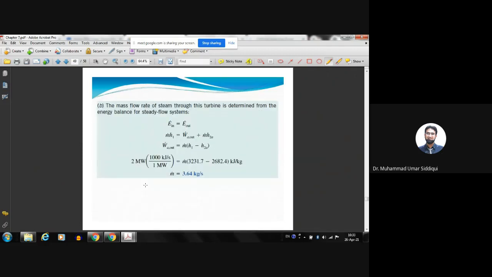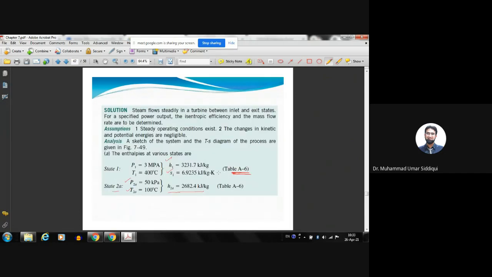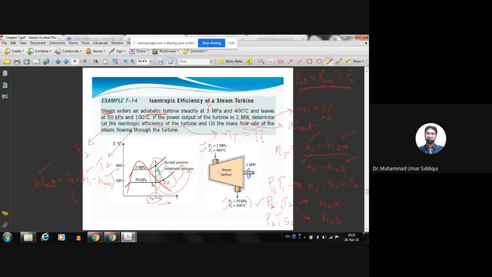The next thing is we need to determine the mass flow rate. As I told you, the work output for the case of the turbine will be m dot times (H1 minus H2A). We already know H2A. We already know H1, and W out is given in the question. So we can determine the mass flow rate. So this is how we solve this problem. Anybody have anything to ask in the solution of the problem? Please ask. Everything is clear so far? Yes.